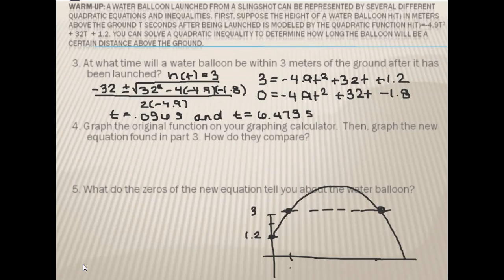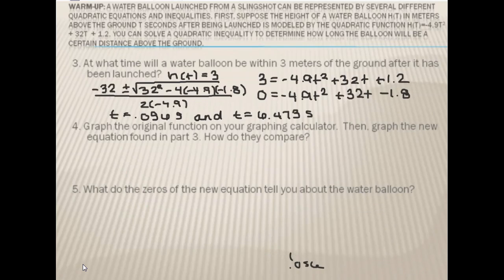And that first time is 0.056, and the second time is 6.475. So what that tells me is that I know the object is hitting the ground after 6.475 seconds. So don't tell me that the object hits the ground sooner than that. So let's keep going.